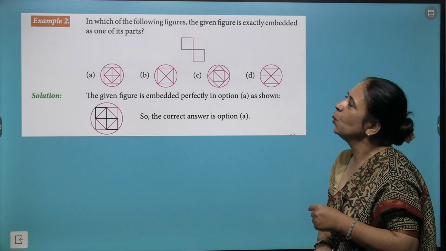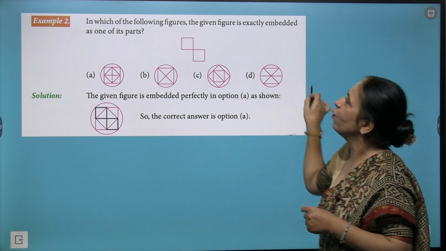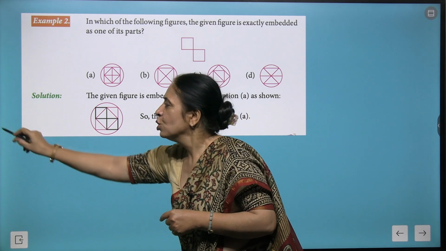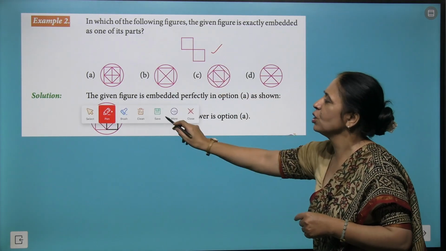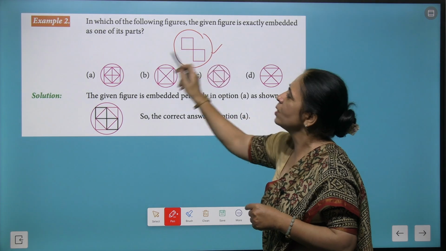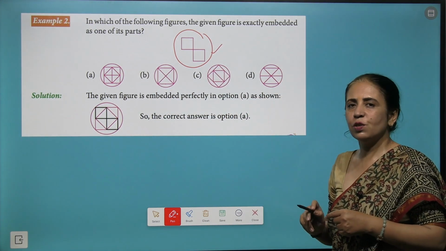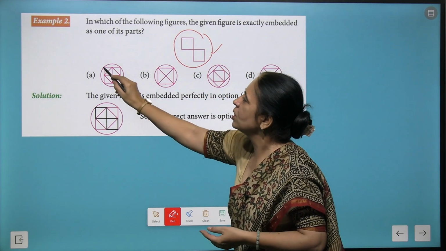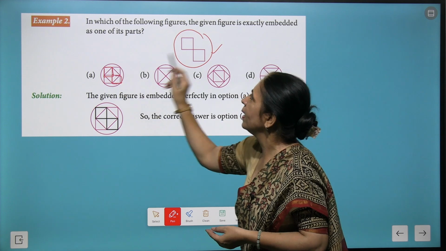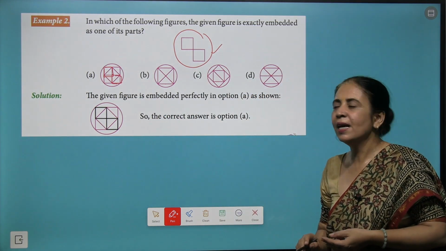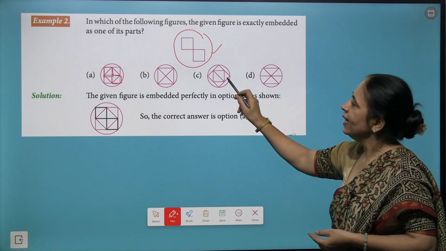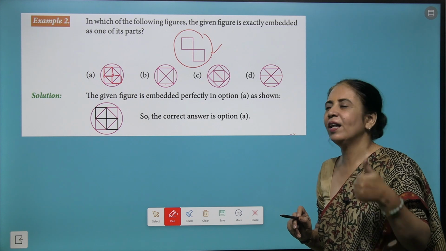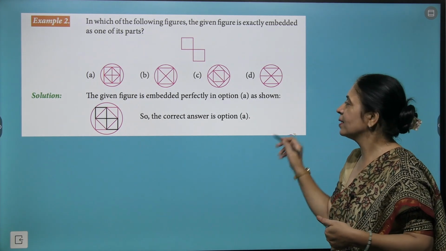Let's try one more question over here: in which of the following figures is the given figure exactly embedded as one of its parts? So here the first given figure is a partial figure, and this figure has to be fitted among any of these four figures. So let's try to pick it up, and luckily when you put it here, we observe that it exactly fits here, isn't it? But it's not happening with B figure, neither with C or D. So what do you say? What's the right answer? Wonderful. A option is the correct answer.